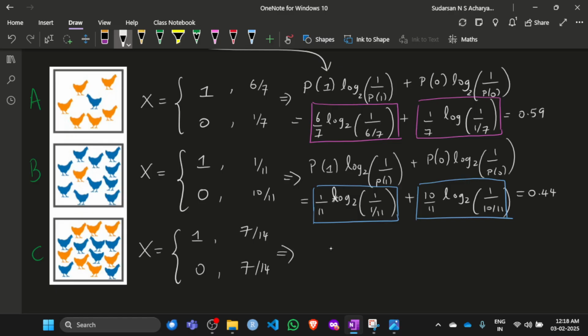Now, what is the entropy here? This is the probability of picking an orange chicken times the log of 1 over the probability of picking an orange chicken, which is the probability that the random variable x takes the value 1, plus the probability of picking a blue chicken, the probability that the random variable x takes the value 0, times the log of 1 over the probability of picking a blue chicken, which is the probability that the random variable x takes the value 0.